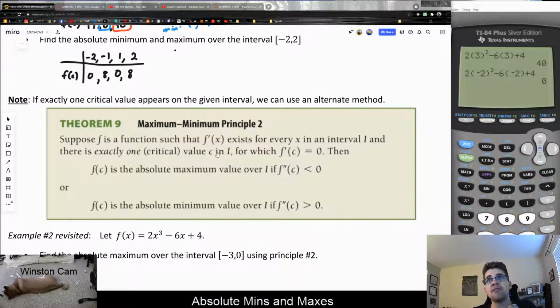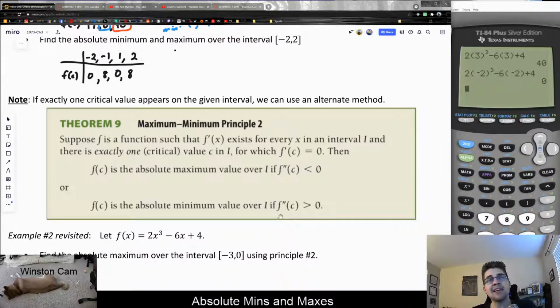It says, suppose f is a function such that f prime exists for every value on the interval, aka it's differentiable. And there is exactly one critical value in the interval for which it is 0, not undefined. Then f of c is the absolute maximum if its f double prime is less than 0, aka concave down, and f of c is the absolute minimum value if the curve is concave up.